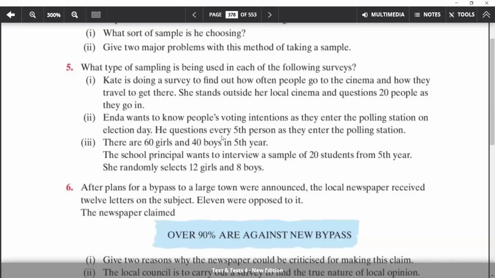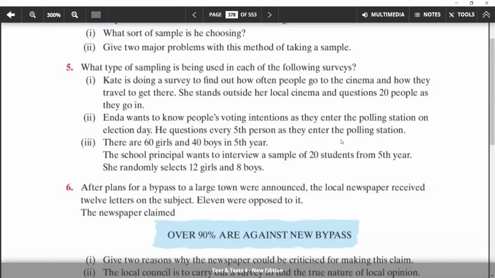Endo wants to know people's voting intentions as they enter the polling station on election day. He questions every 5th person as they enter the polling station. That's a systematic survey that he's doing there. And as long as Endo is clear that the population he's interested in is people who are voting, then that's a reasonably random way of collecting that. Obviously, people who do not vote are excluded from that survey.